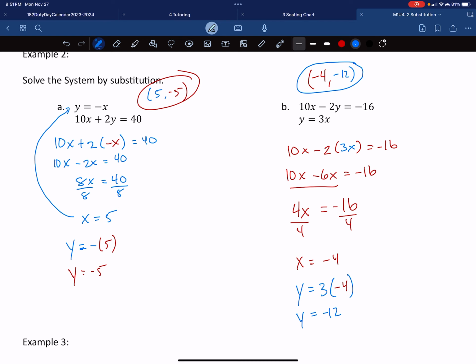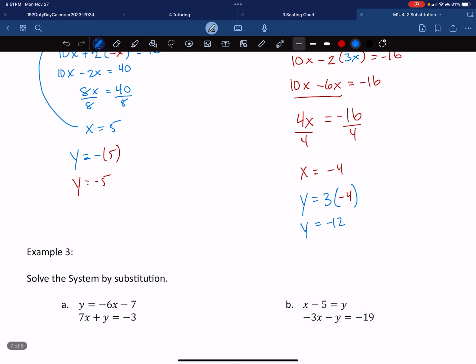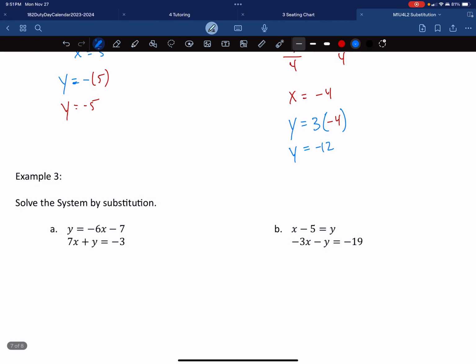So that's example 2. We only have one more example. On the first one, that's starting to get a little more complicated, but it's the same steps. So we have y and y. I'm just going to take this part and substitute it in. So we're going to get 7x plus negative 6x minus 7 equals negative 3. Everything right here got plugged in for the y.